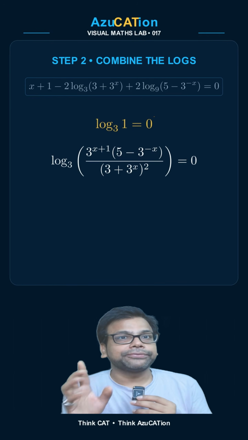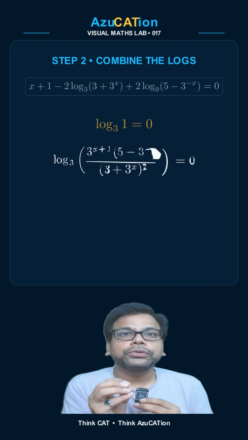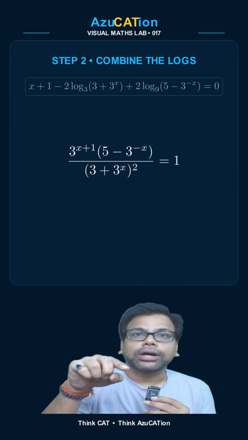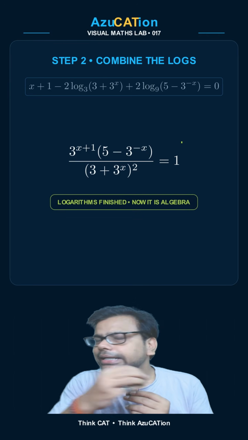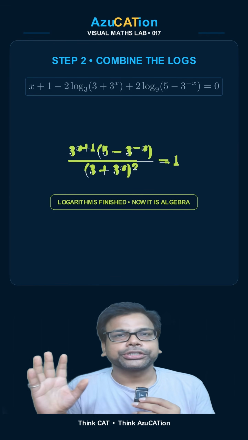Now remember one basic fact. Log base 3 of 1 is 0. Therefore, our logarithm is equal to 0. The expression inside the log must be equal to 1. So now the logs are completely gone. We are left with an ordinary algebra equation.